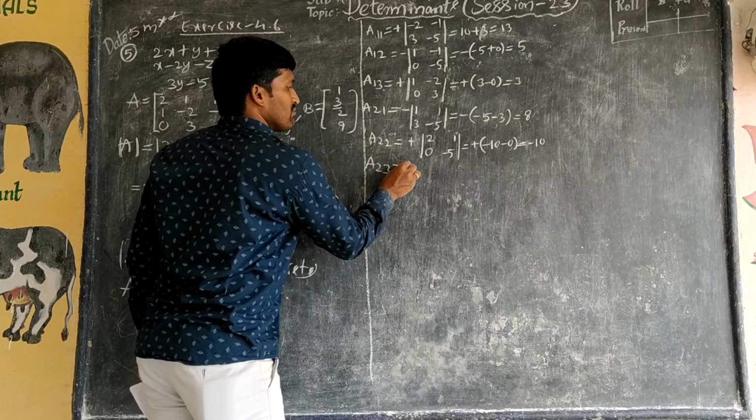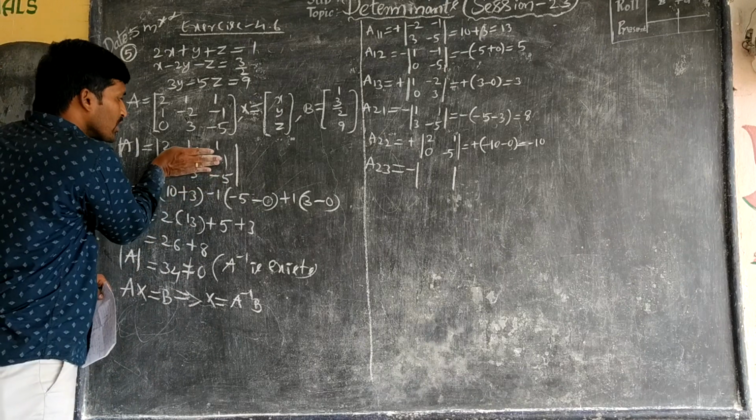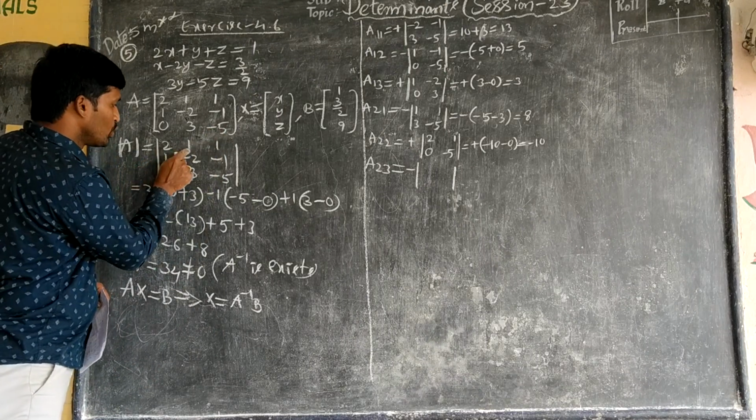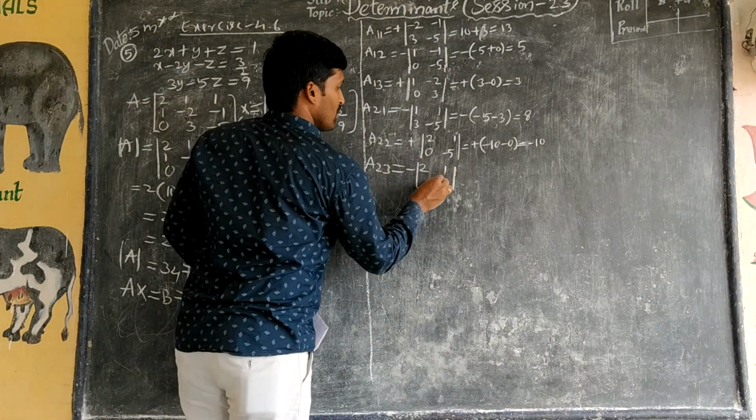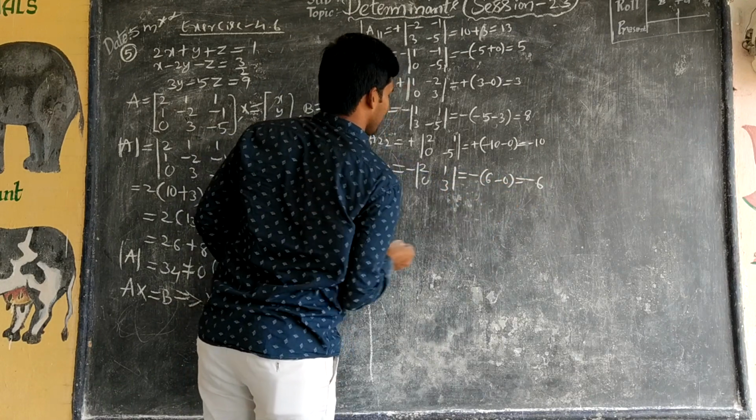Next, A23. Sign is minus into the determinant of the matrix. Deleting second row, third column, remaining 2, 1, 0, 3. Minus of 6 minus 0, that is minus 6.